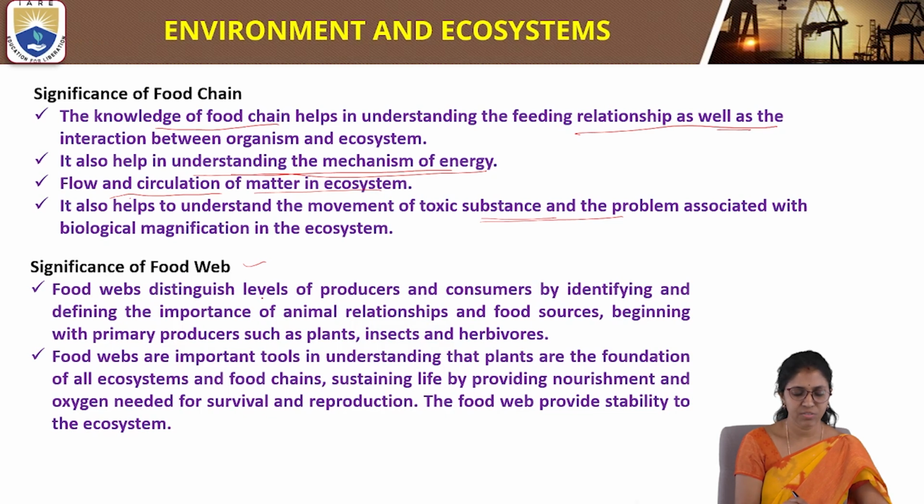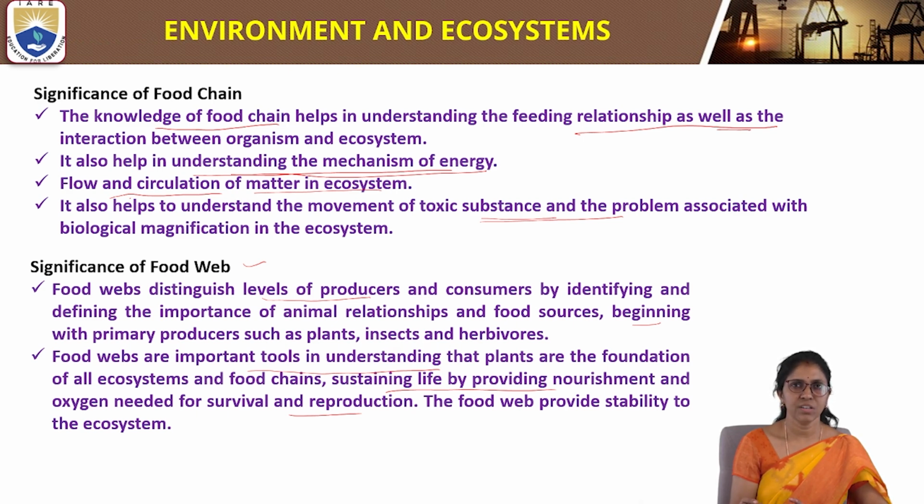Food webs distinguish levels of producers and consumers by identifying and defining the importance of animal relationships and food sources, beginning with the primary producers such as plants, insects, and herbivores. Food webs are important tools in understanding that plants are the foundation of all ecosystems and food chains, sustaining life by providing nourishment and oxygen needed for survival and reproduction. So the food web provides stability to the ecosystem.